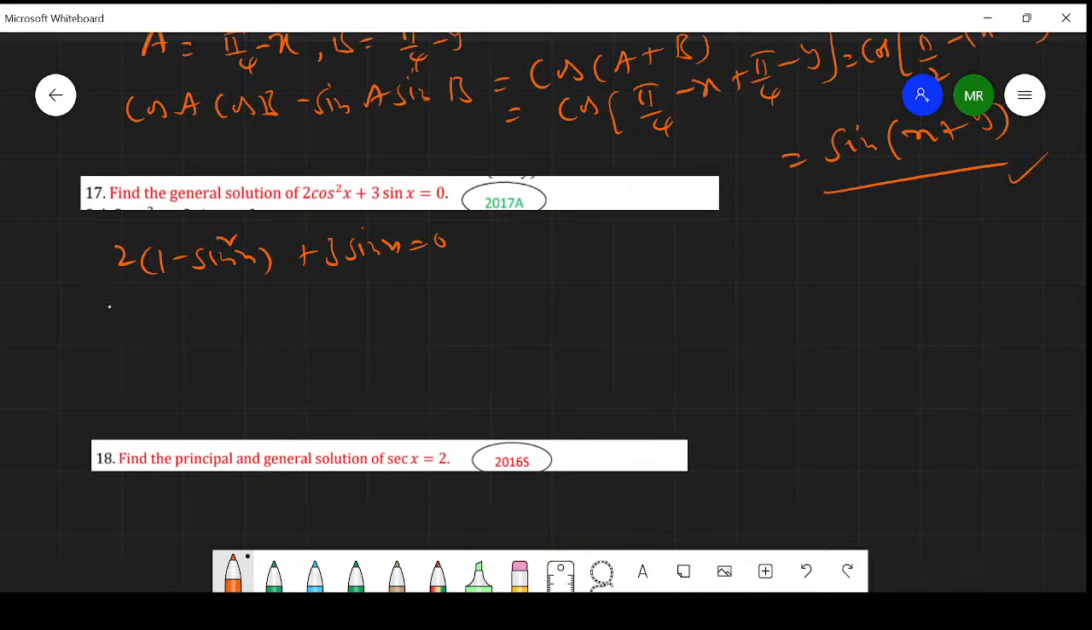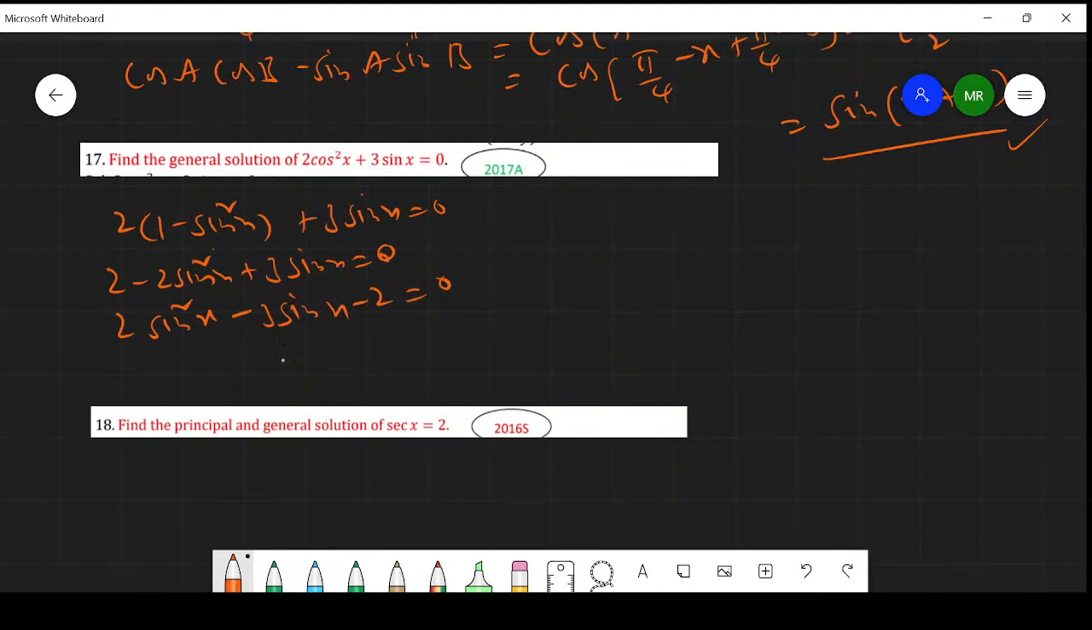Now I can write this as 2 minus 2 sine square x plus 3 sin x. I will multiply by the negative for convenience. It will become 2 sine square x minus 3 sin x minus 2 equal to 0. Find the factors of this.